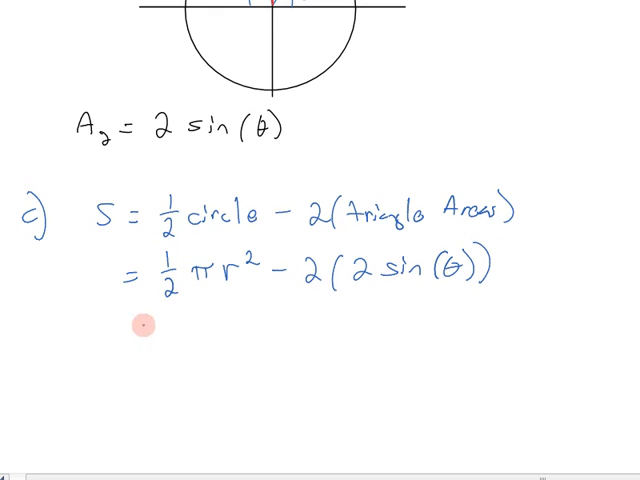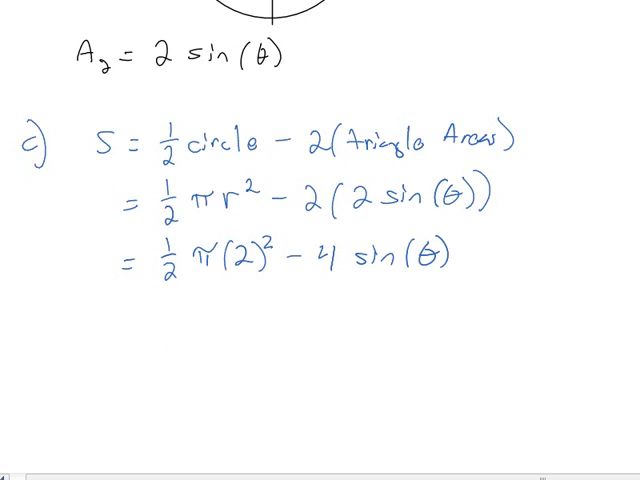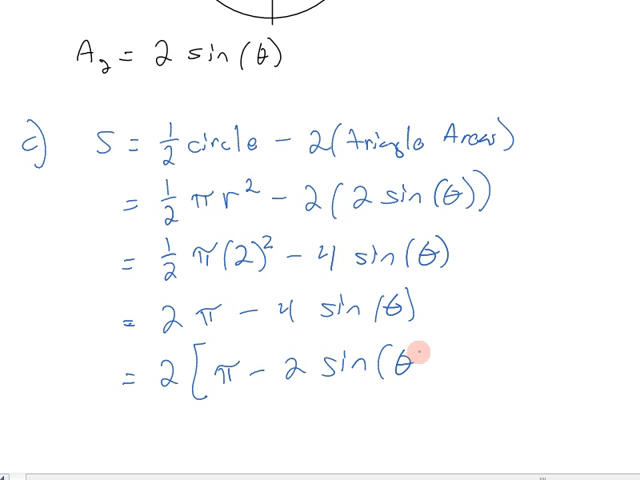r in this case is 2, so this is 1/2 pi times 2 squared, take 4 sine of theta. 2 squared is 4, multiply that by half, and you get 2 pi, take 4 sine theta. And finally, to create the expression that they wanted, I'm going to factorize out a 2. I'll pull a 2 out, and I'll leave pi, take 2 sine theta.